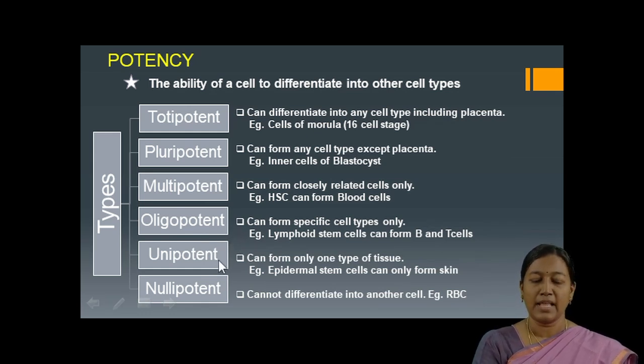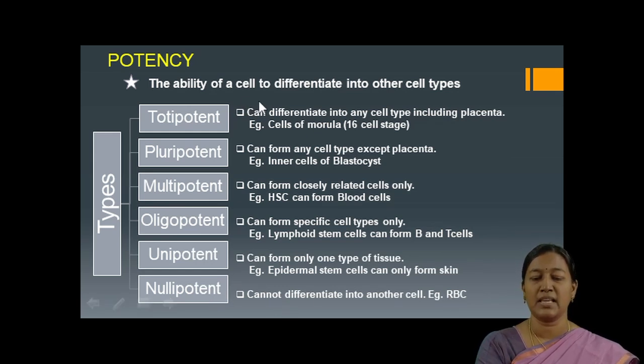The next type of potency is unipotent, with uni meaning one. It can form only one type of tissue. For example, epidermal stem cells can form only the skin cells; they can differentiate to form epidermal cells. And there is another last term, which is nullipotent. That means it cannot differentiate at all. For example, the red blood cells in the body cannot differentiate; they cannot form any cells. After 120 days, the red blood cells are renewed by the body. So that is nullipotent.